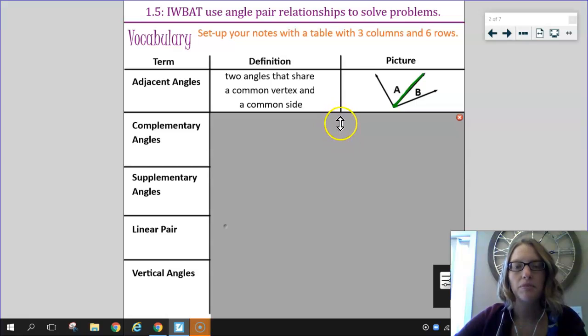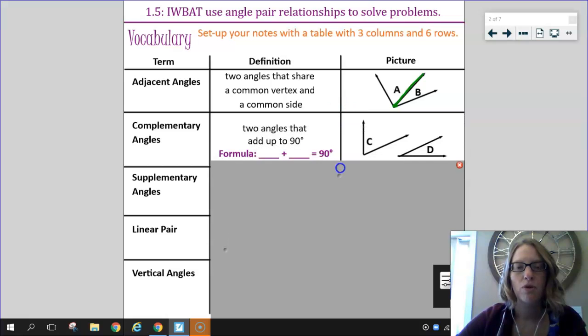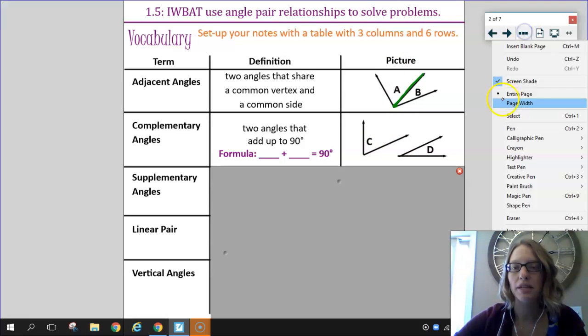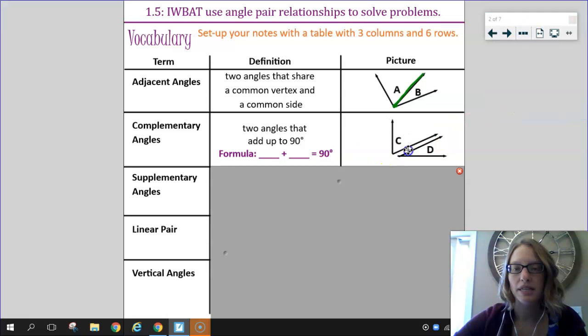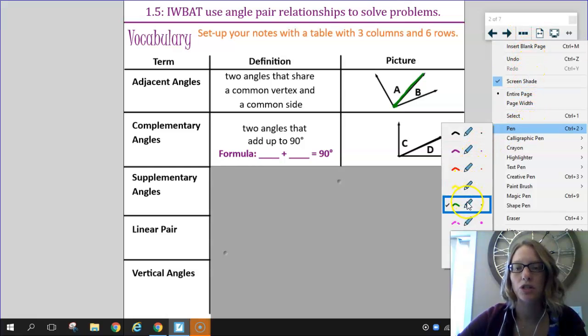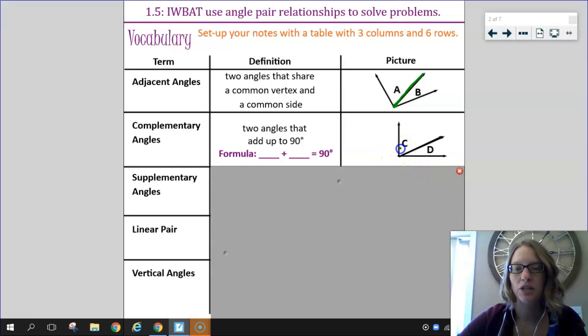Complementary angles are any 2 angles that add up to 90 degrees. So the formula for complementary would be to take one angle plus the other angle, and they must add to 90 degrees. Here, I've got 2 angles C and D. If I were to move angles C and D together, you could see that together they look like they should add up to 90 degrees. In fact, we could even draw our 90-degree right angle square in the corner to show that together C plus D should add up to a total of 90 degrees.